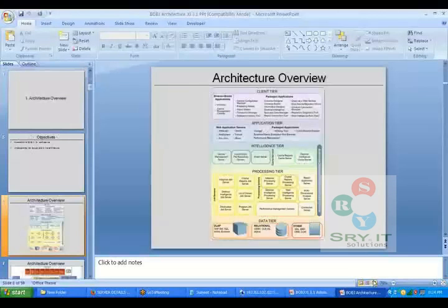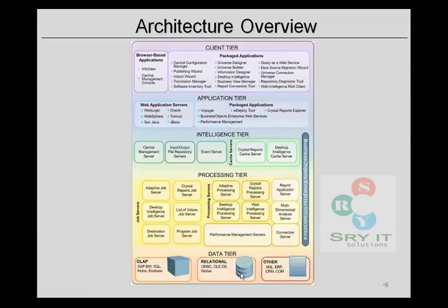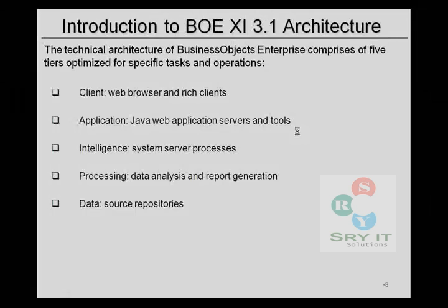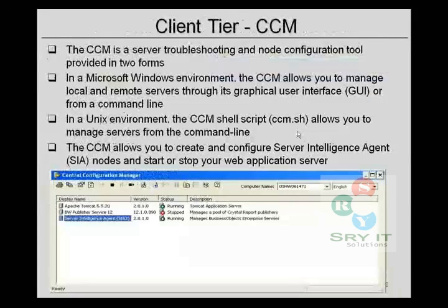What applications fall under the client, what under the application, intelligence, processing, and what under the data tier, and how we can configure them. This is a high-level architecture, how the data is flowing. So this is entirely from an architecture perspective: what the different tiers contain and what is done in each tier.